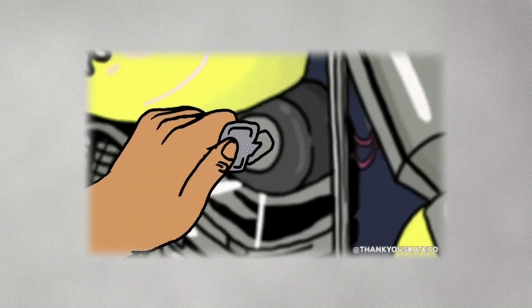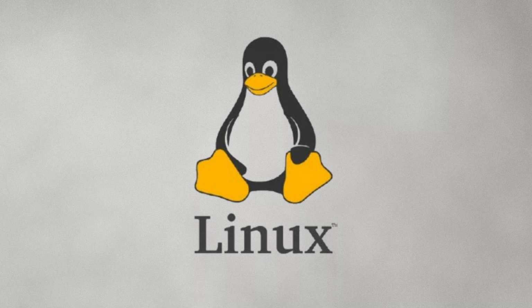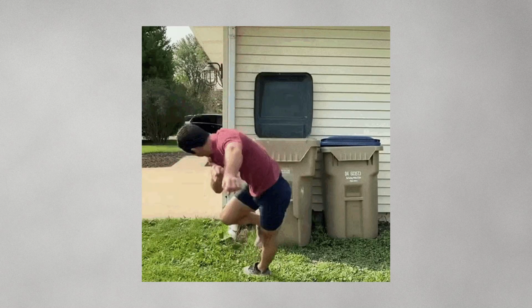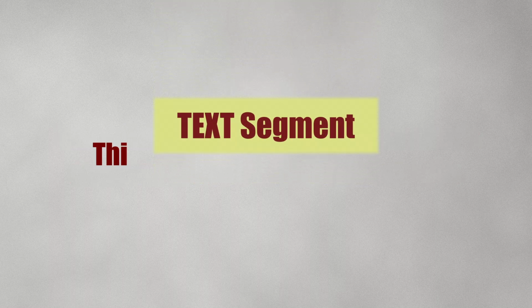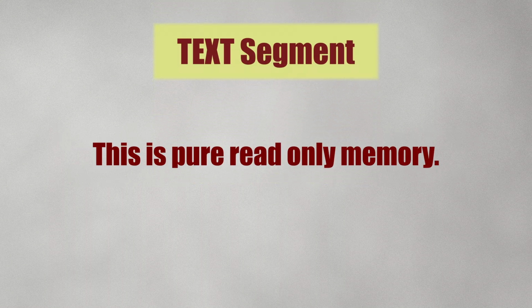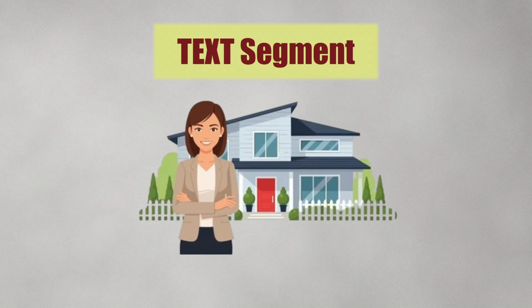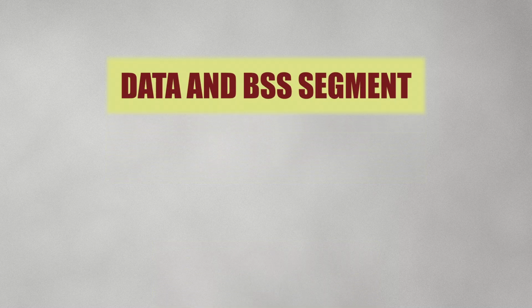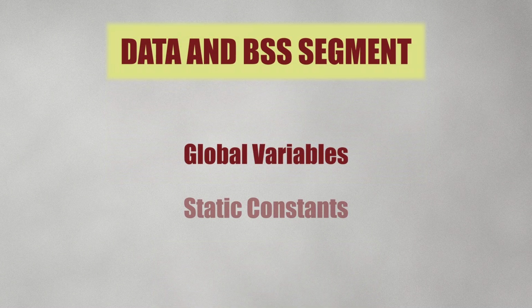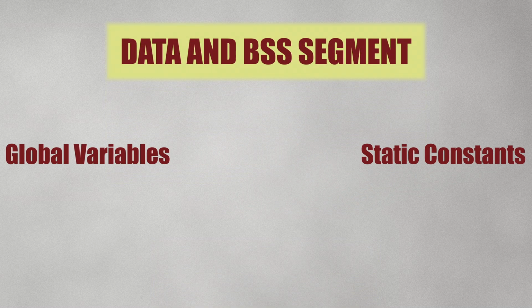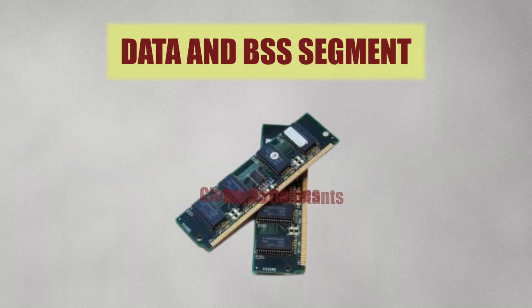The second your program starts, the operating system doesn't dump everything into one chaotic bucket. It carefully lays out your application's memory into structured segments. At the lowest level sits the text segment. This is pure read-only memory. It contains the actual compiled machine instructions of your code. This is where your functions physically live. Right above that are the data and BSS segments. These hold your global variables and static constants. Once allocated, they stay in memory for the entire lifetime of your program.